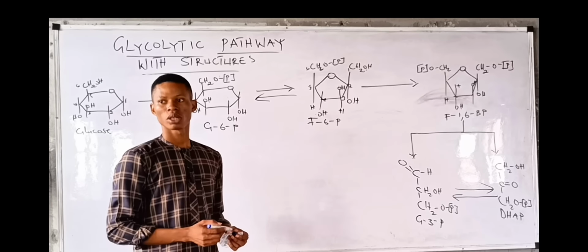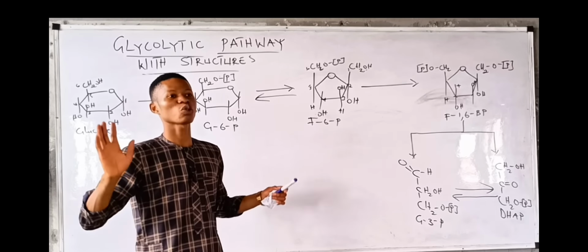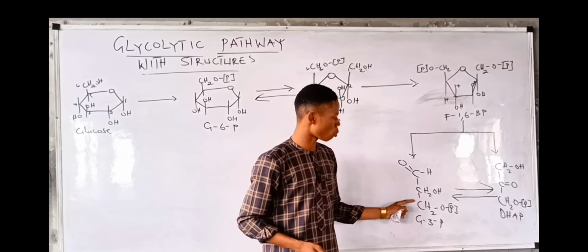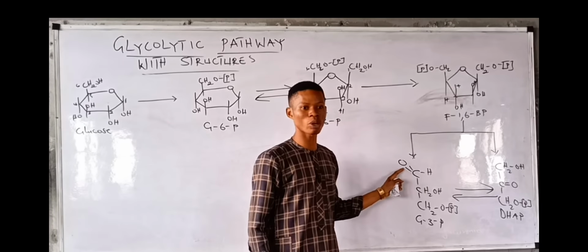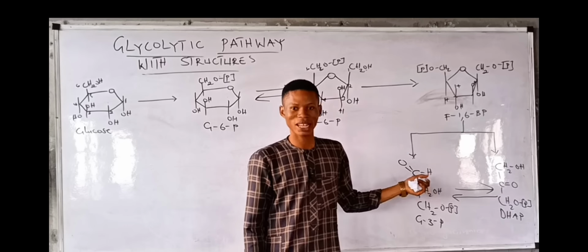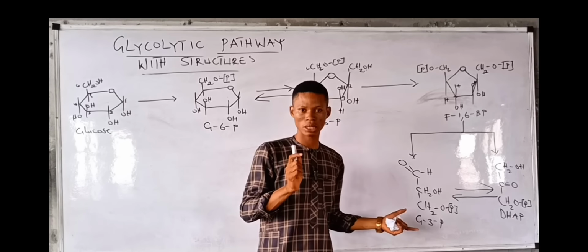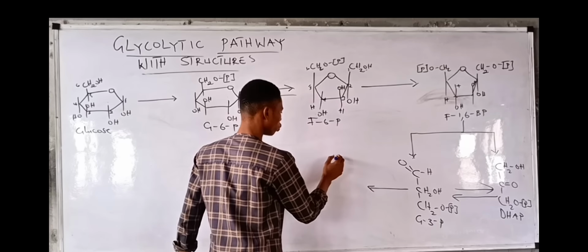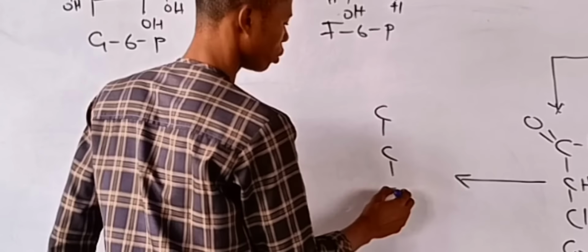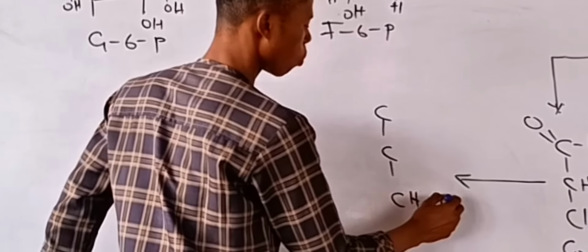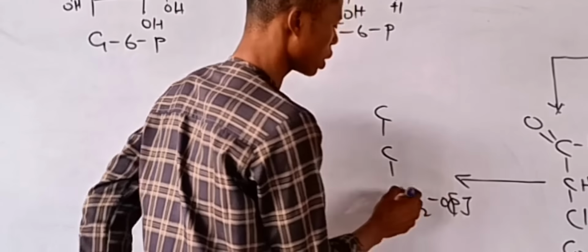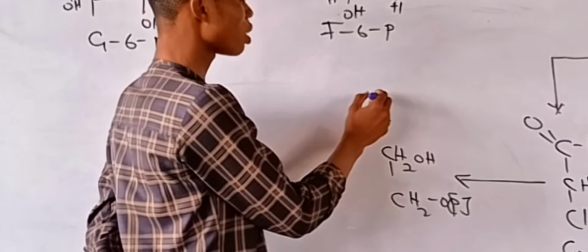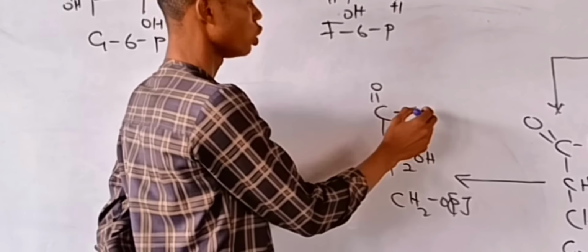1,3 what? 1,3-bisphosphoglycerate. To draw 1,3-bisphosphoglycerate is very easy now. It's just with this structure, but we are putting a phosphate group on carbon 1 to make it 1,3-bisphosphoglycerate. Do you get? Now, if I'm to draw 1,3-bisphosphoglycerate, this is what I will do. 1, 2, 3. On position 3, my phosphate group is already there, right? Position 2 remains the same.